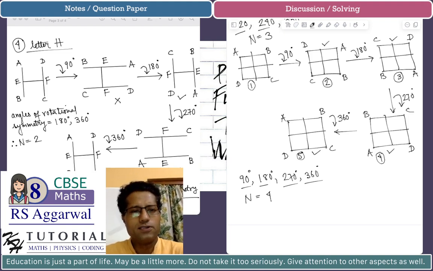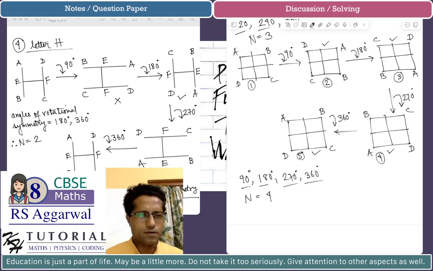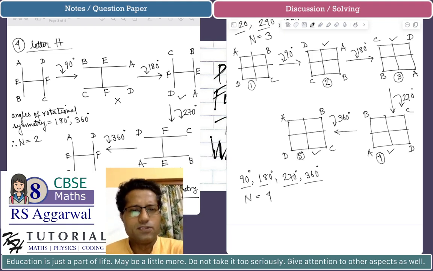So you can see the letter H. I have given some markings to the end points and the points of intersection of the sticks or sides of the letter H, so that we can visually understand the orientation of the letter H when it is being rotated. When it is rotated 90 degrees, initially the letter H was vertical, and now it has become horizontal, so definitely it is not looking identical.